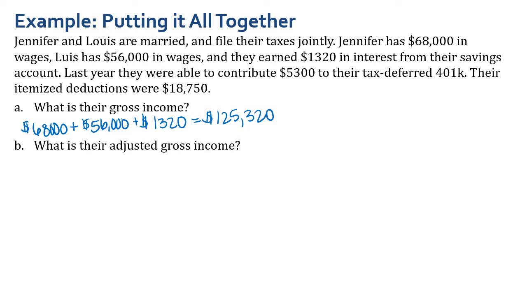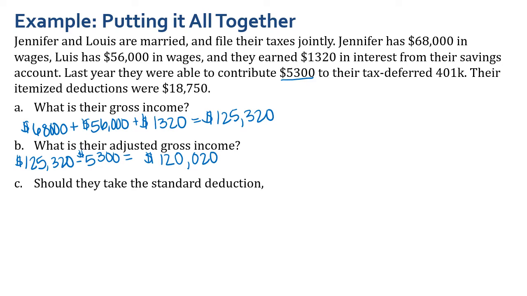Next, what's their adjusted gross income? For adjusted gross income, you take their gross income, $125,320, and we're going to subtract any tax-deferred accounts that they put money into. They contributed $5,300 to a tax-deferred 401k, so a retirement plan. So their adjusted gross income is $120,020.